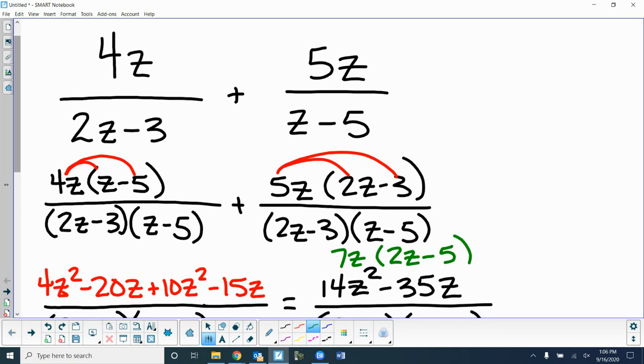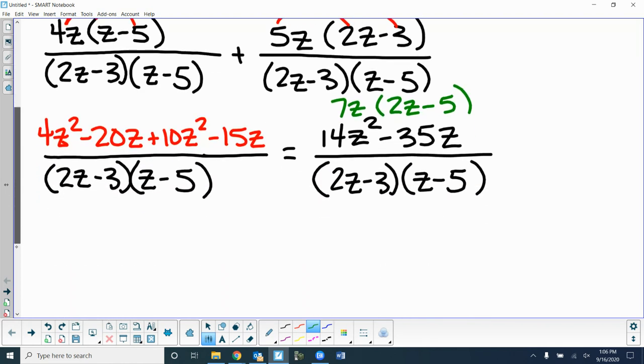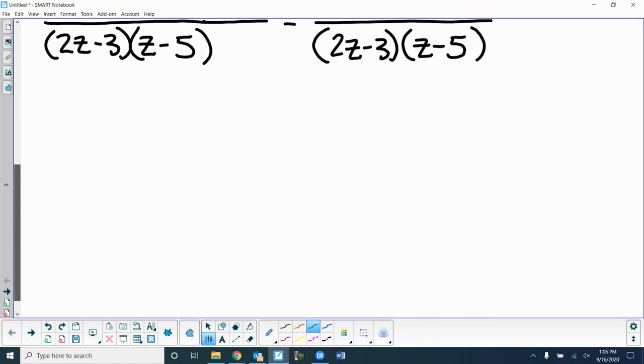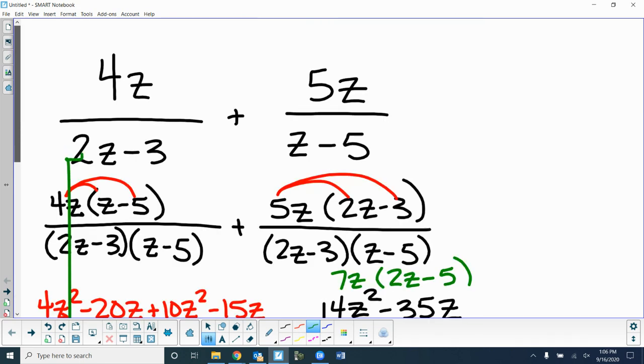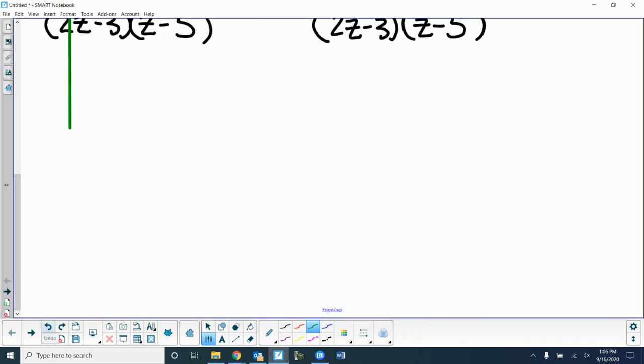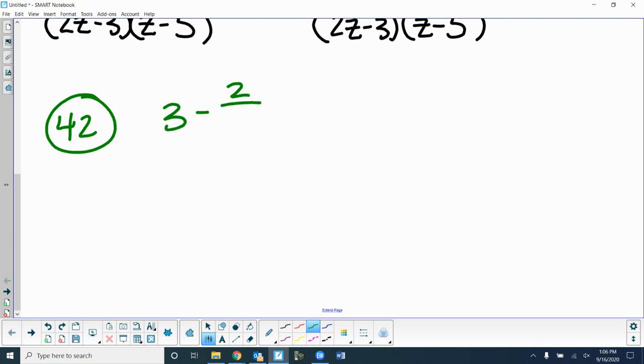Okay, 42, I want to go over with you just to make sure we understand the complex fractions. So we have 3 minus 2 over 8. So it's a subtraction problem. Divided by 5 plus 3 over a, an addition problem.